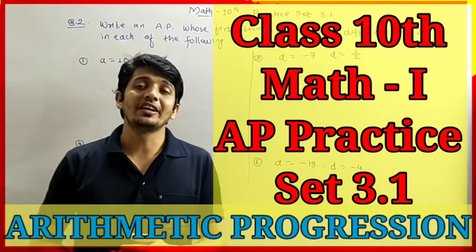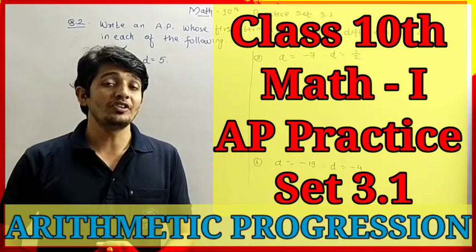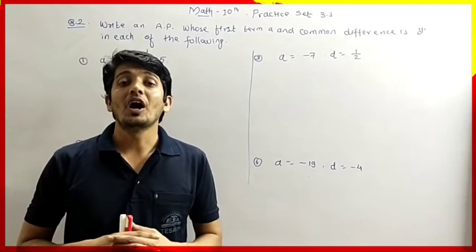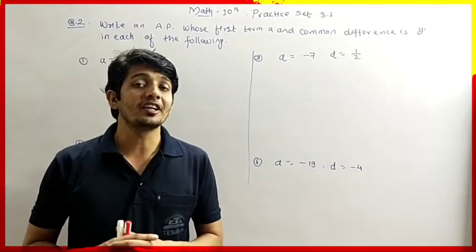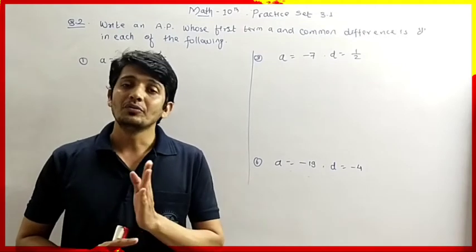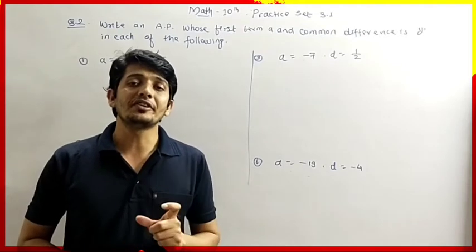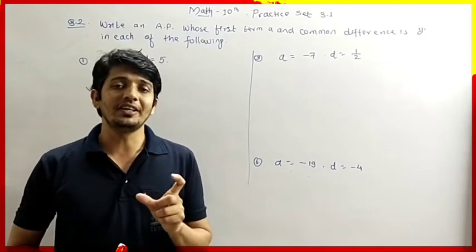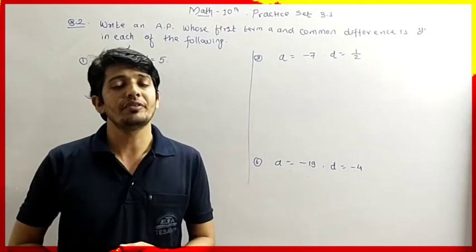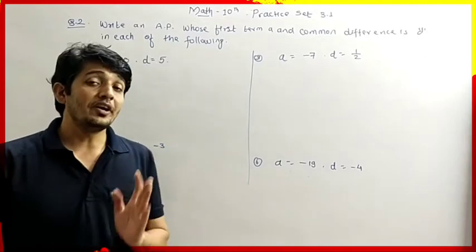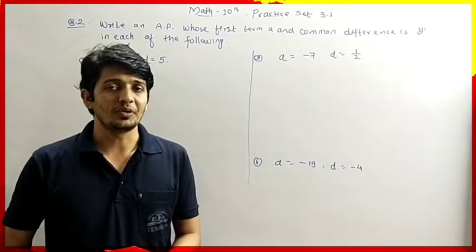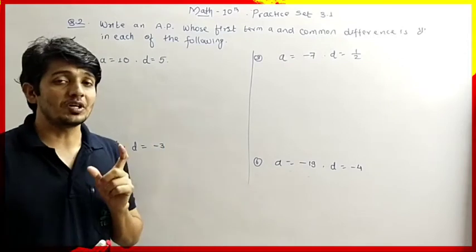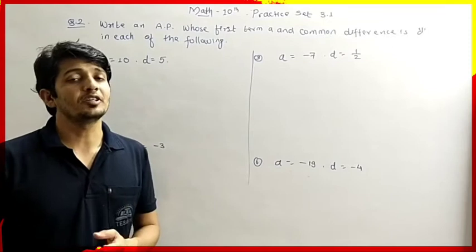So today we are starting the practice set 3.1 of our chapter called Arithmetic Progression. In the previous video we understood how to identify whether the given sequences are in arithmetic progression or not. We found that there is a common difference between any two consecutive terms, and that common difference is the same for any consecutive terms. Now we have already understood how to find the common difference. So today we are going to understand how, if we have the first term and common difference, we find the arithmetic progression.